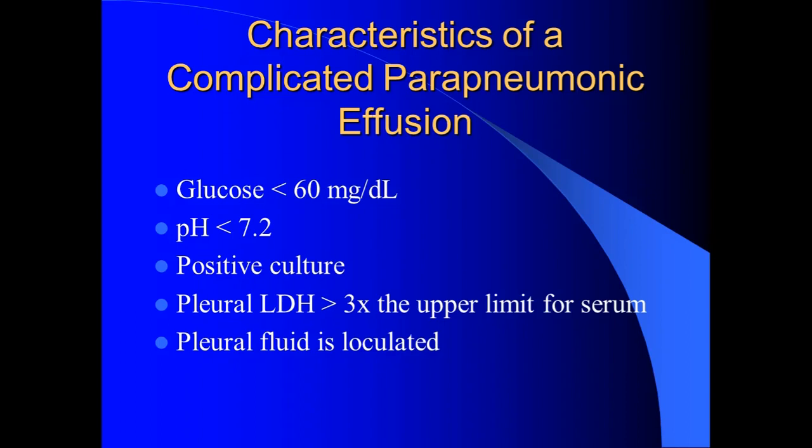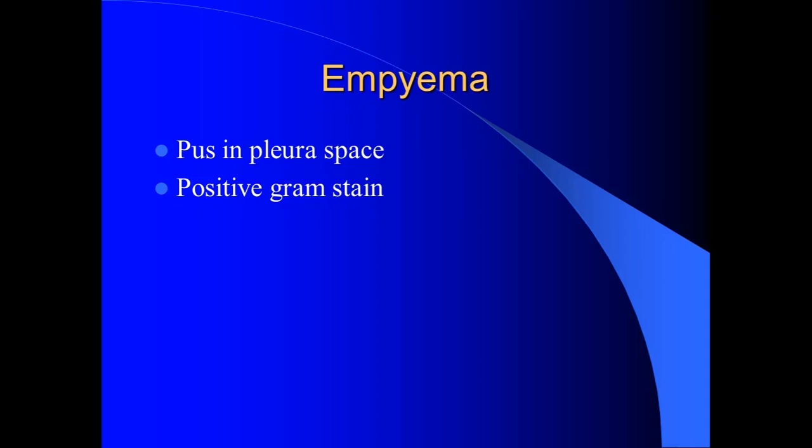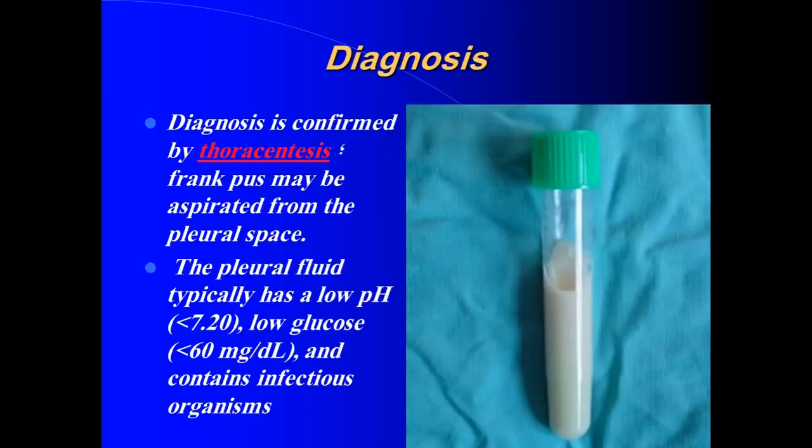Characteristics of a complicated paraneumonic effusion: the glucose is low and the pH is less than 7.2, the culture is positive, the pleural LDH is more than 3 times the upper limit of serum, and the pleural fluid is loculated. Empyema can be diagnosed by the presence of pus in the pleural space, as we see here.